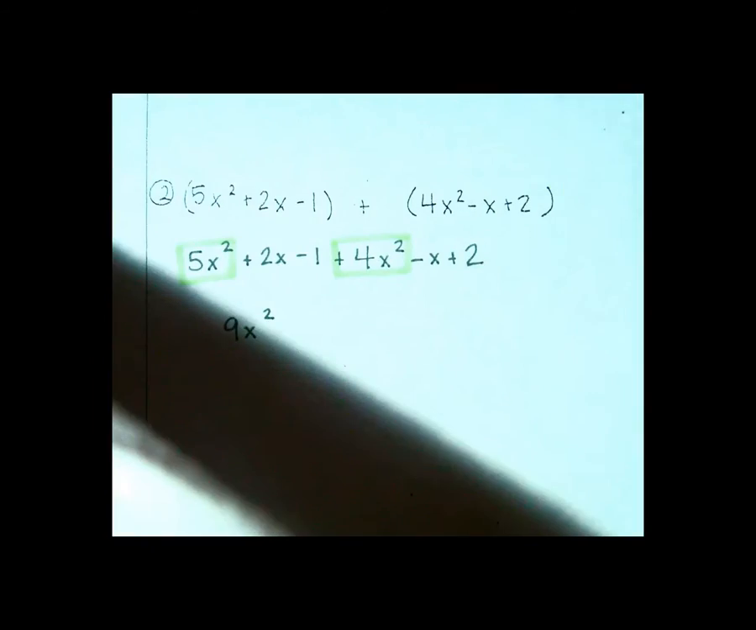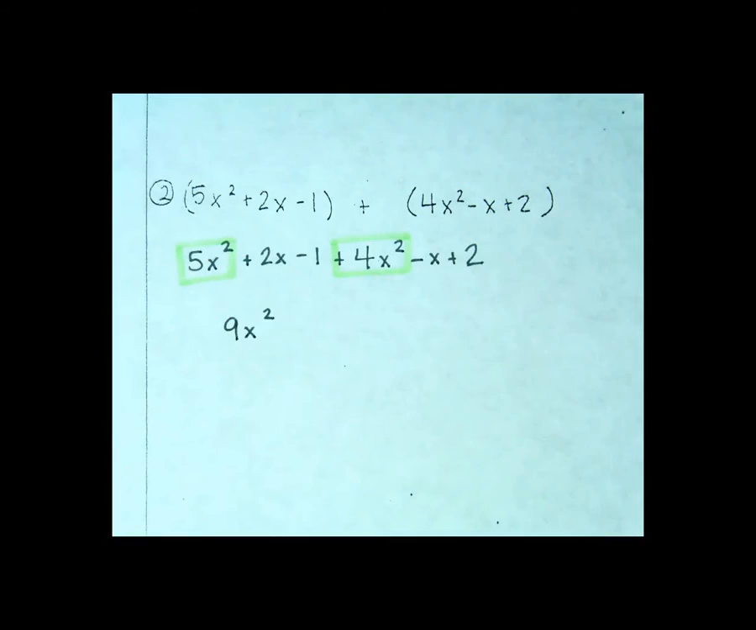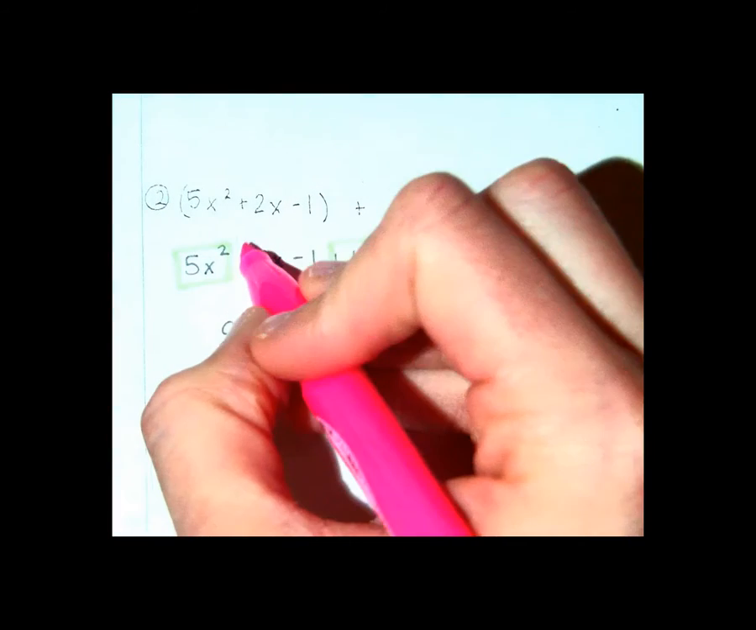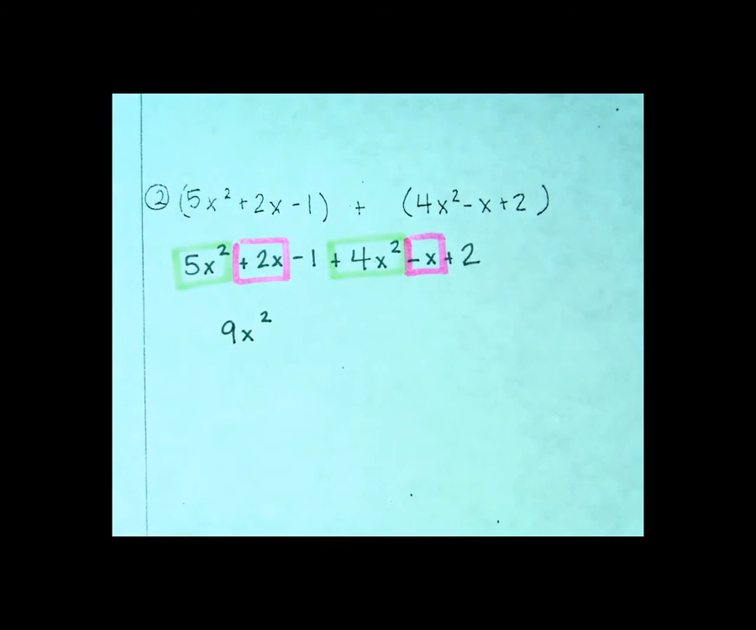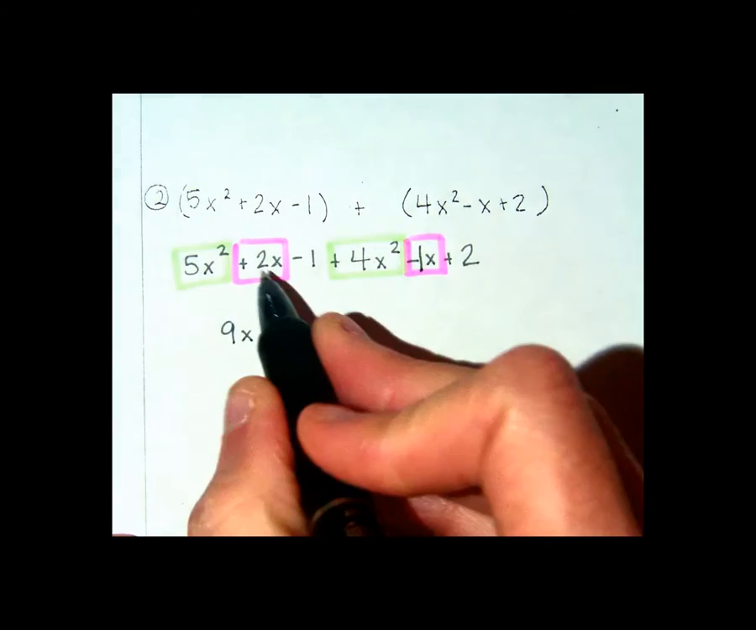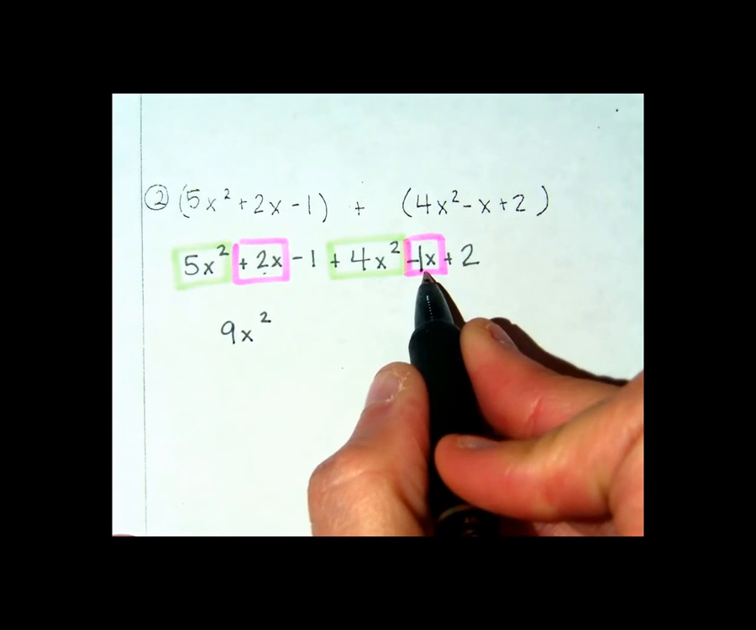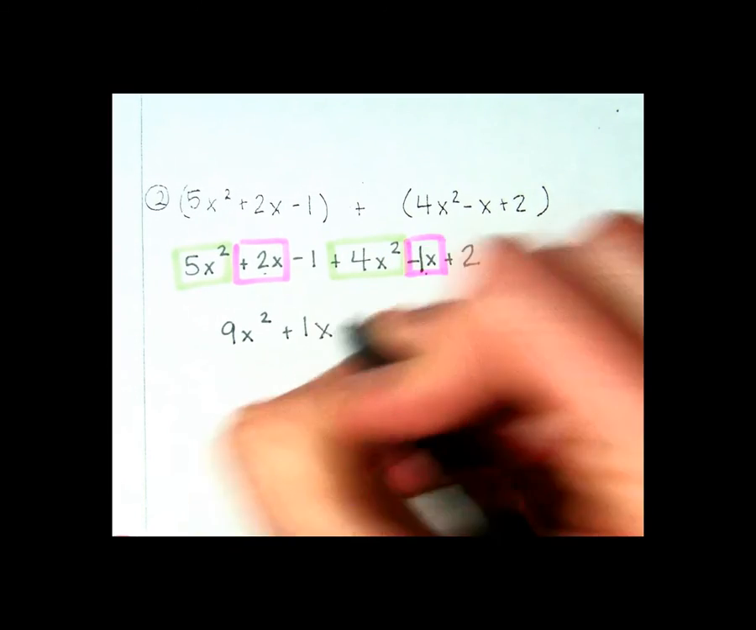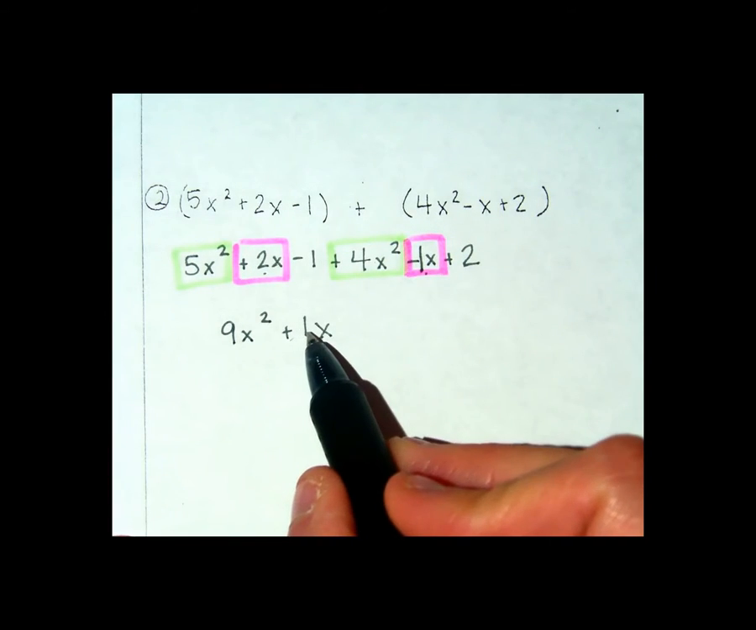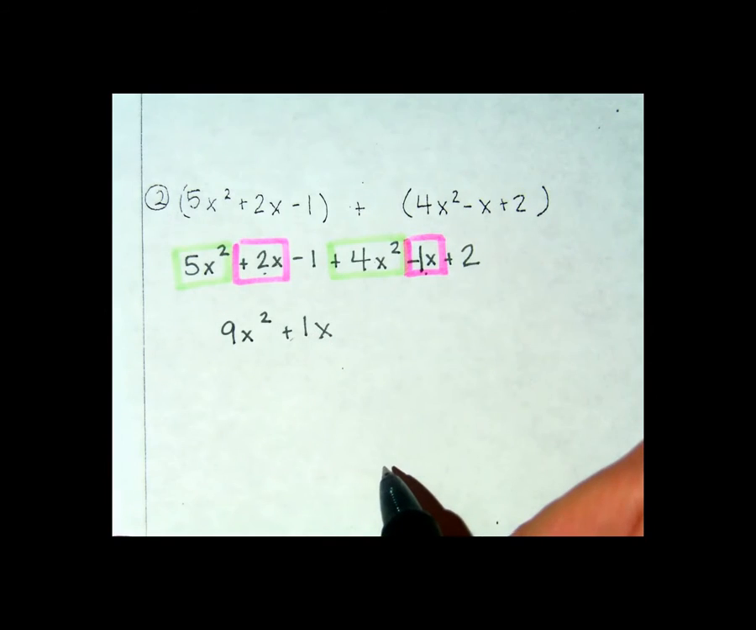Okay. What else do I have? 2x and negative x. Remember, if you need to, what number's in front of that negative x? That negative 1 there. What is 2 minus 1? 1x. Did you have to put a 1 there? You can just put x. Okay.